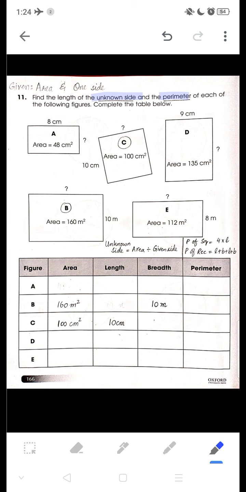So in this chapter there were two figures, rectangles and squares. As you can see here, all the figures are rectangles except this figure C. This is a square. So in a square there are three elements: the length of all the four sides, which is the same, the area and the perimeter. Three elements for squares and four elements for rectangles.